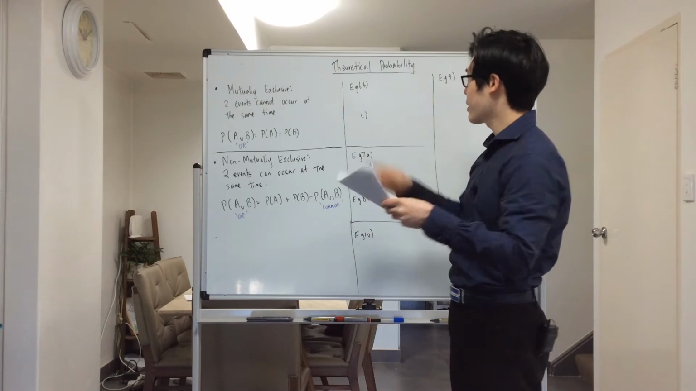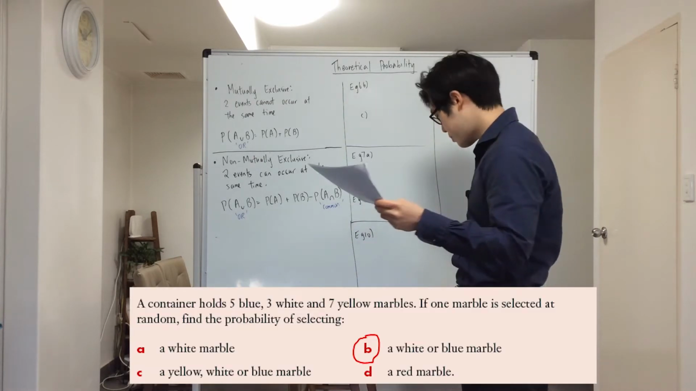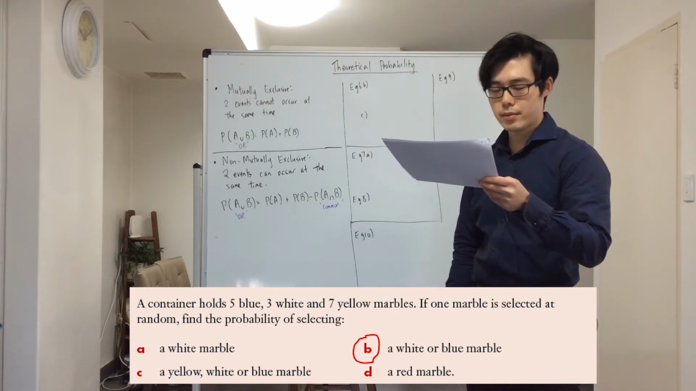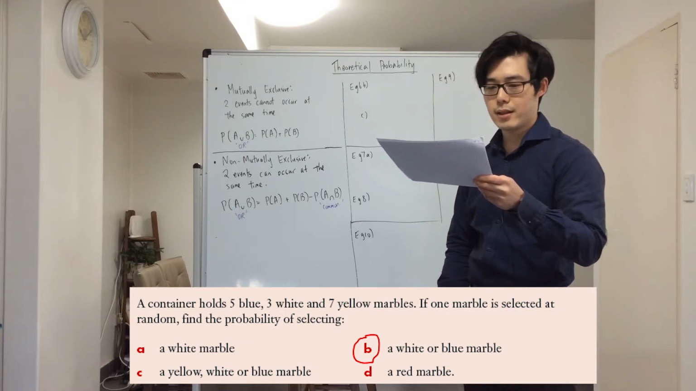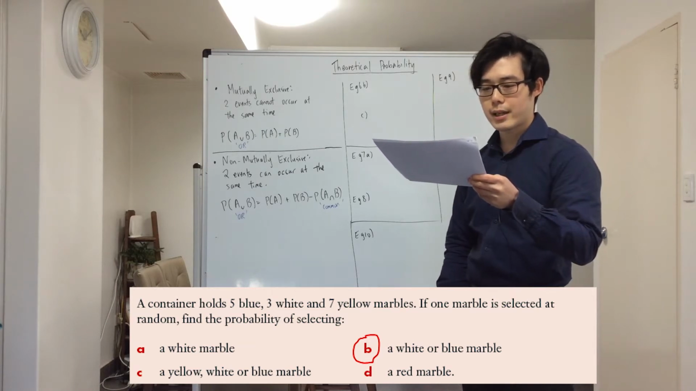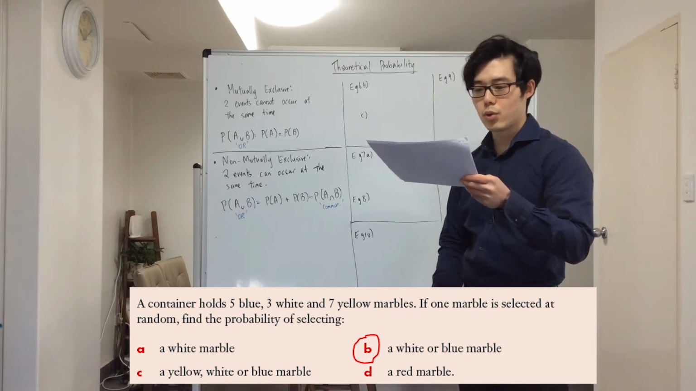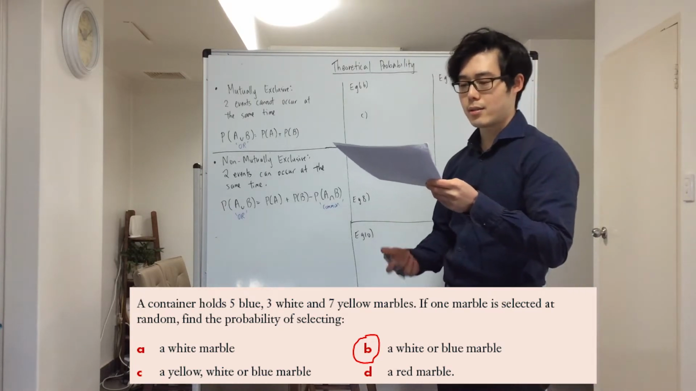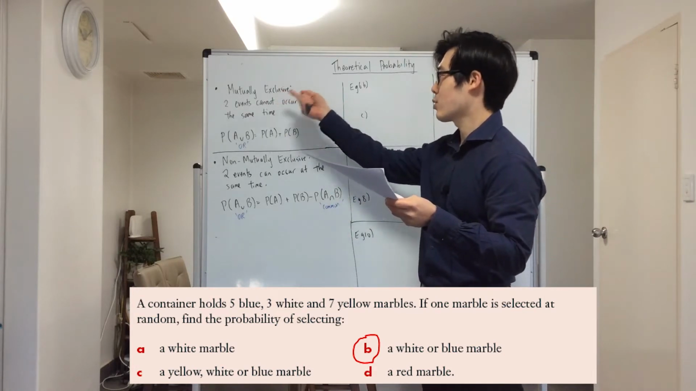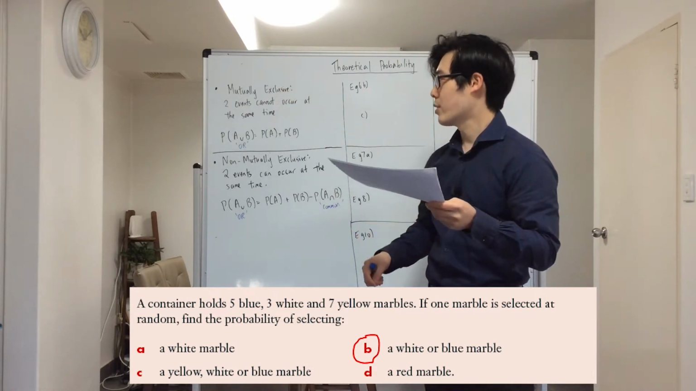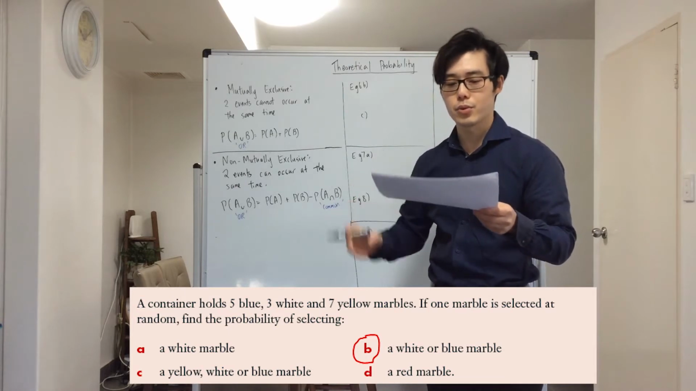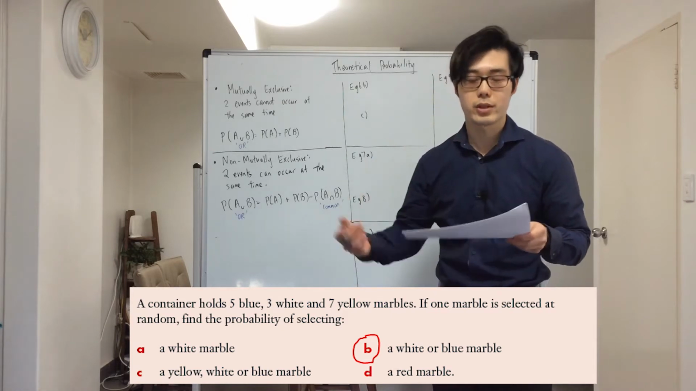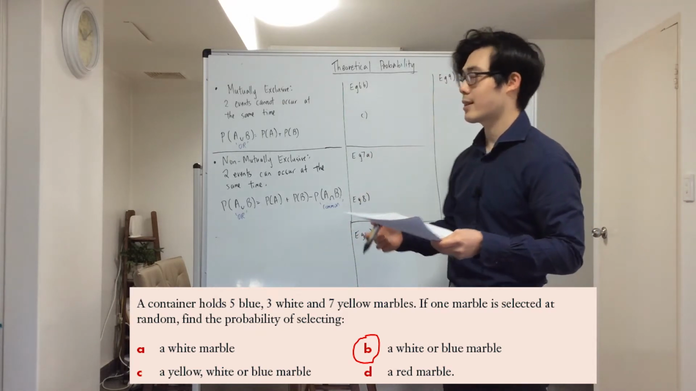So for example, let's have a look at example 6b. It says a container holds 5 blue, 3 white, and 7 yellow marbles. If one marble is selected at random, find the probability of selecting, question 6b, a white or blue marble. It's obviously a simple question, but the reason that scenario is a mutually exclusive event, where two events cannot occur at the same time, is that you can't pick a blue or white marble at the same time because you're picking one marble at a time. That's what the question says. So that makes this question mutually exclusive.